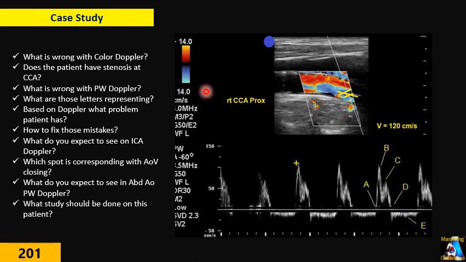What do you expect to see in ICA Doppler? Which spot on this pulse Doppler represents the closing of the aortic valve? What do you expect to see in abdominal aorta Doppler? And what study should be done on this patient?